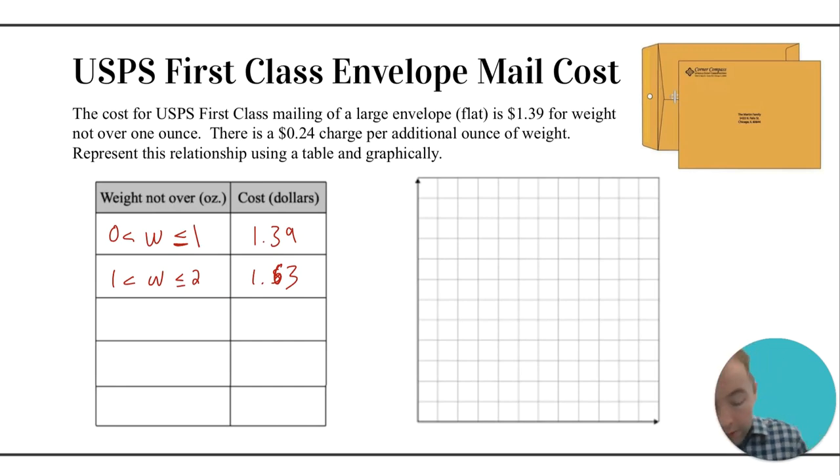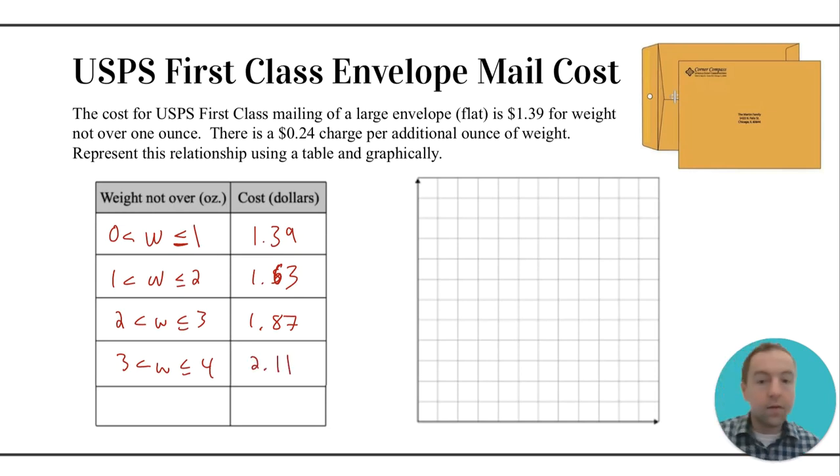So if you just kept going by adding 24 cents, now you went to $1.87, and that would be for weights that are between 2 and 3, excluding 2, including 3. And then for this, add another 24 cents, it's going to cost you $2.11, etc. So you get the idea of how this would pan out. So let's look at this graphically.